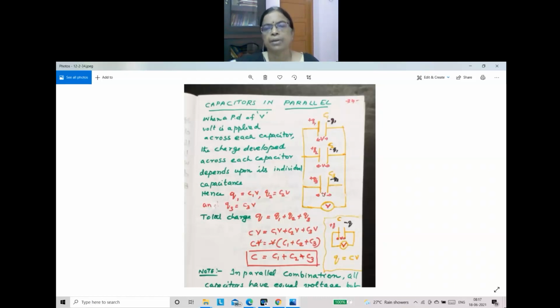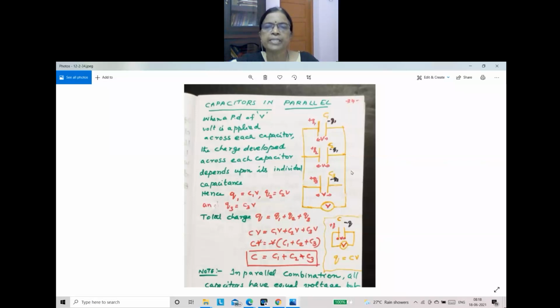So here, potential difference is common for all the three. Same potential difference. So that is the difference. In parallel combination, V is the same for each capacitor. See, its positive is connected to this, its positive is connected to this, its positive is connected to this. Similarly, negatives are also connected. So same potential difference they get. Each capacitor gets the same potential difference V.